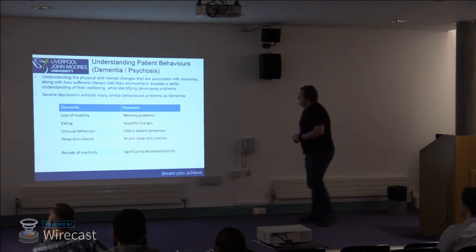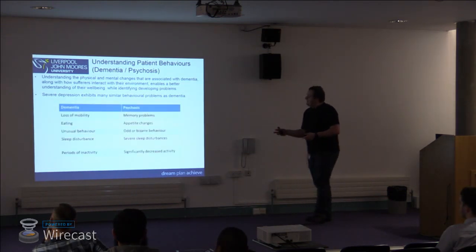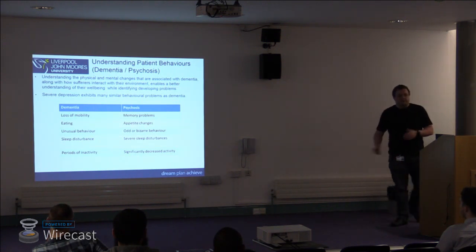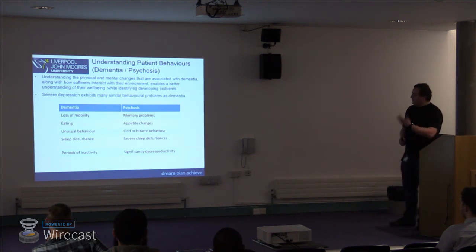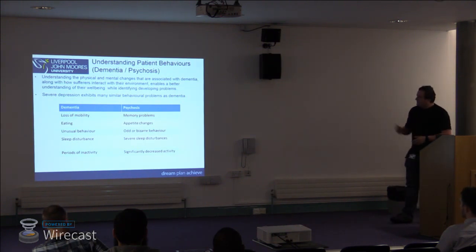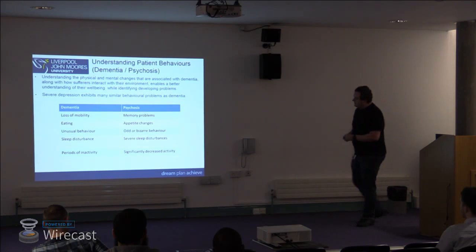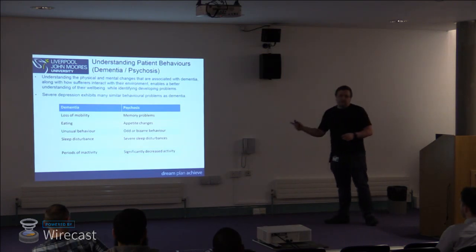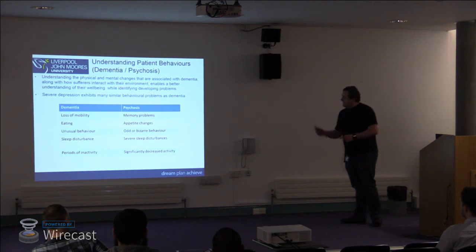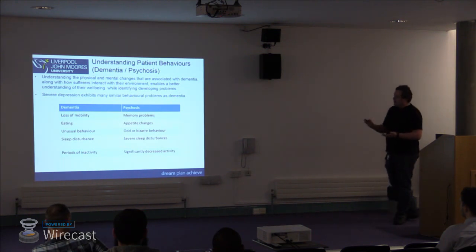What this basically said to us is that a lot of people with severe depression exhibit very similar changes in behaviour to dementia patients. They have loss of mobility, memory problems, and appetite changes. As we looked through the list, we picked up on very key things we could identify just by looking at people's energy usage. Again: appetite changes, sleep disturbances, unusual behaviour.